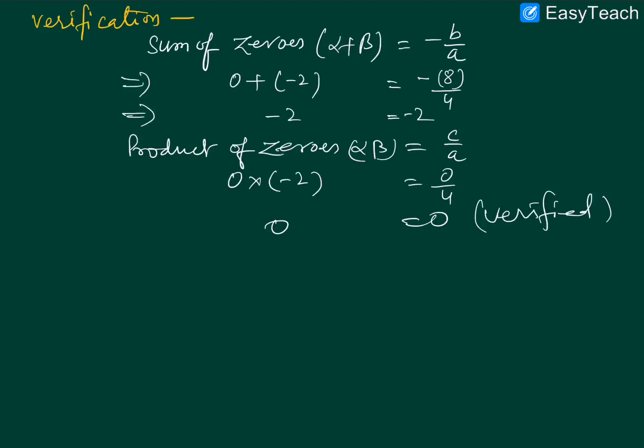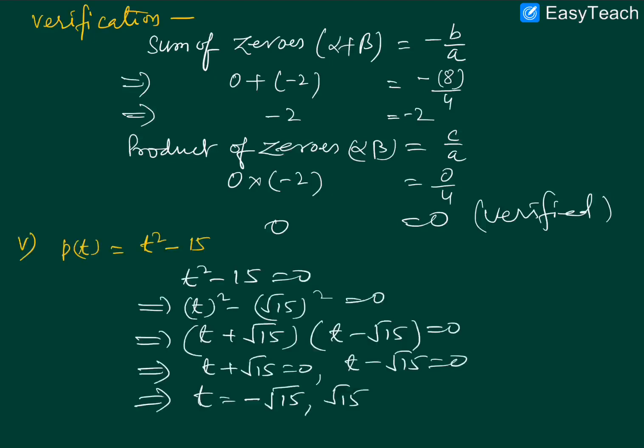आते हैं क्वेश्चन नंबर 1 के 5th पार्ट पर. Here the polynomial is t square minus 15, which can be expressed in the form of a square minus b square, and we know that the factorization of a square minus b square is given by a plus b into a minus b. In this way, we get its two zeros as minus root 15 and root 15.